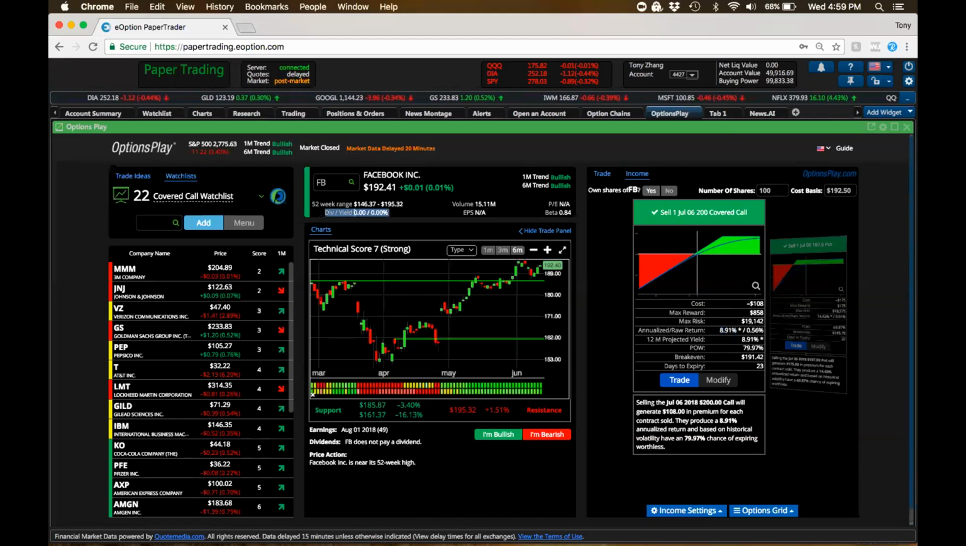So this is one of the more popular ways to utilize options, because you don't have to have a directional view on Facebook. You just have to own the stock, and you can continuously sell calls month after month and generate some additional income. So if you own the stock, you can generate $108 in income for every 100 shares that you own in the next 23 days. And if this call expires worthless, you can come back and do it again and again and again.